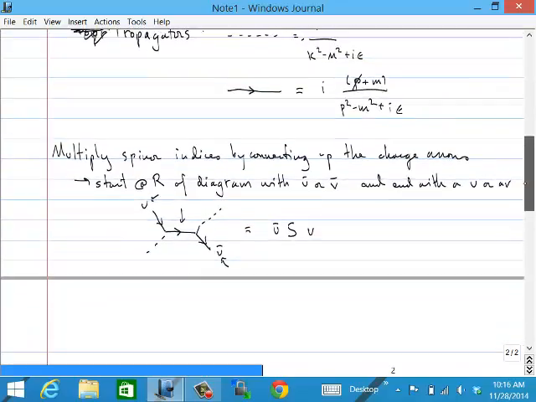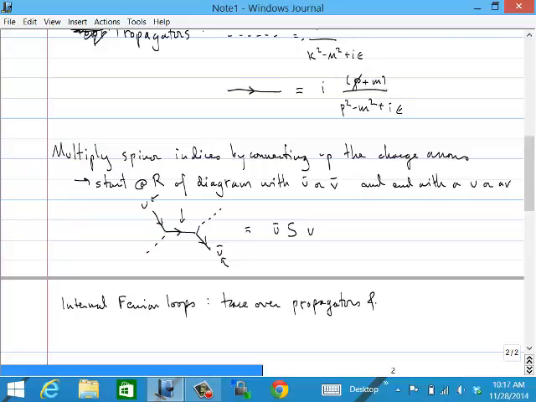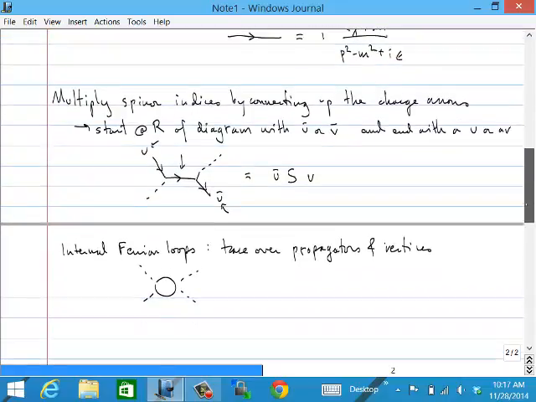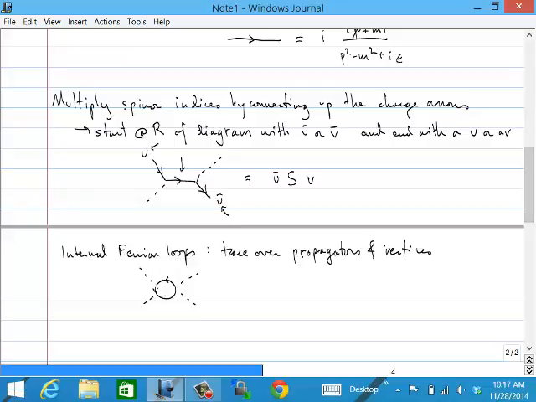Okay. So that works for external spinors. But for internal spinors, what you just do is trace over all of the various spinor operators, which will be propagators, along with the vertices. So, for example, if you wanted to study pion-pion scattering or Higgs-Higgs scattering, then you would have 4 propagators here that all get multiplied together, and then you would have to trace over them. Okay.